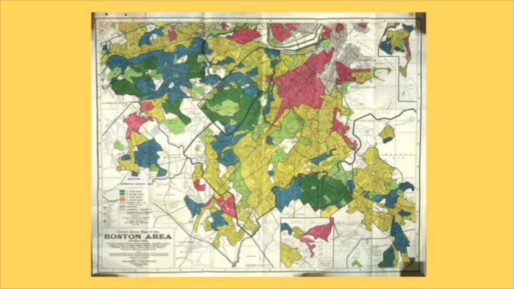The subtitle is Redlining and Blind Stitching in the Fabric of Greater Boston. First, a little on redlining. This is an image of the red line map of Boston from the 1930s.